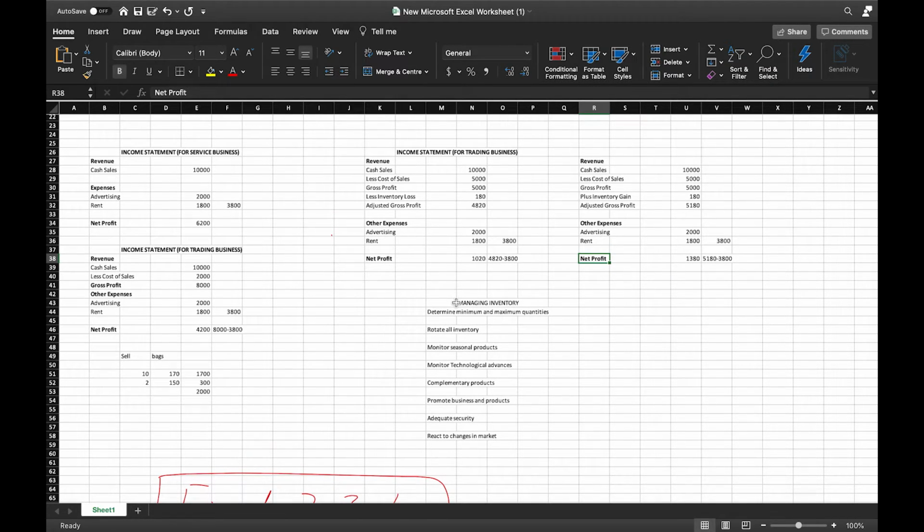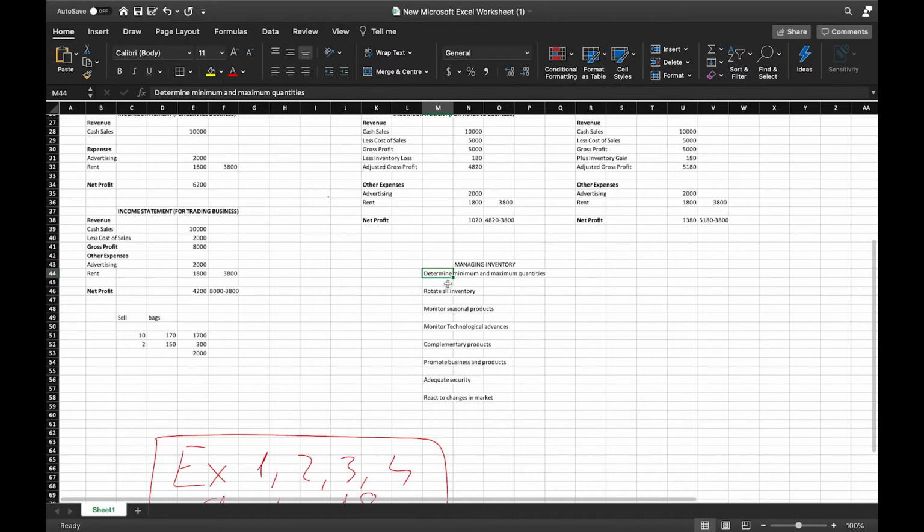And then the second part of this chapter 18 is how to manage inventory so that we can have an effective and efficient control over the inventory. So we can either determine minimum and maximum quantities of the inventory so that we can organize enough space in our warehouse to store them.